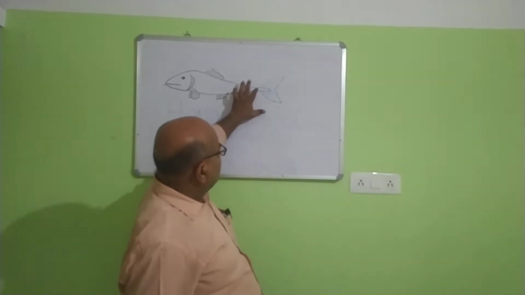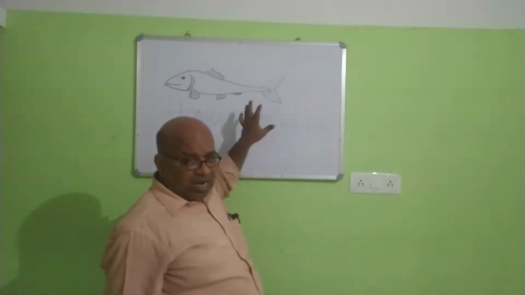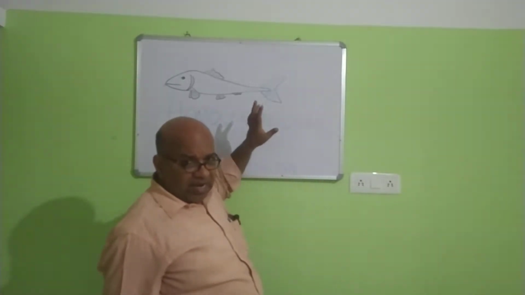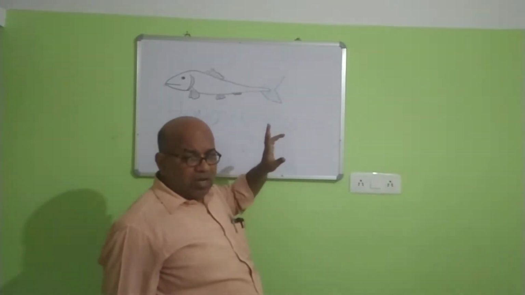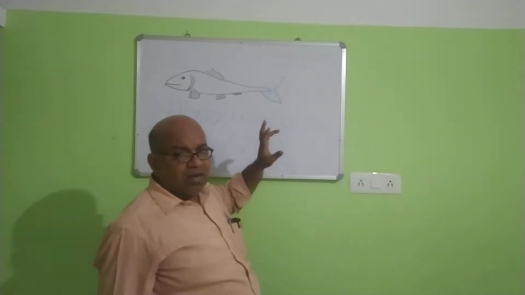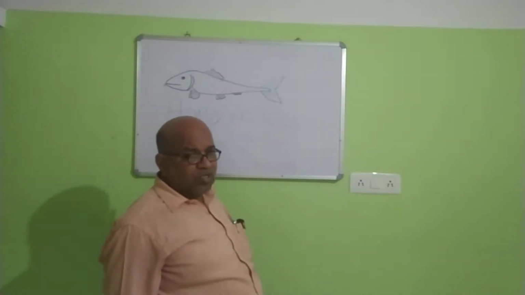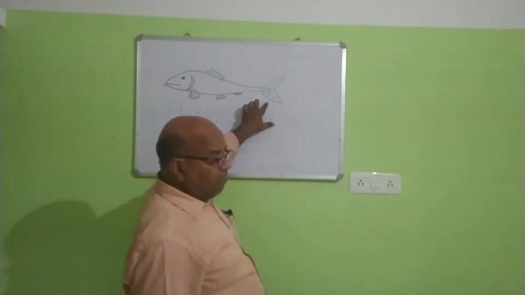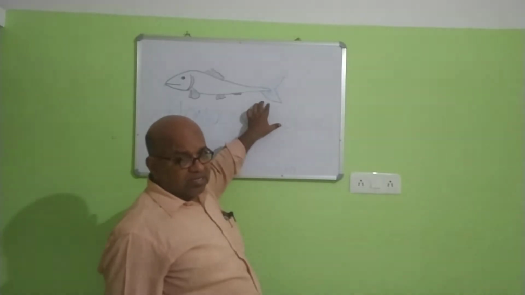But here the tail is homocercal. Examples are Labeo rohita, Catla, Cirrhinus mrigala. In them, the tail possesses two equal lobed caudal fins, which is called the homocercal caudal fin. Okay? This type of nature you find in the teleostean group of fishes, specifically remaining within the class Osteichthyes.